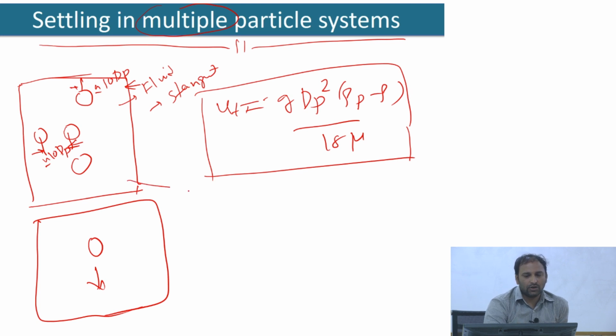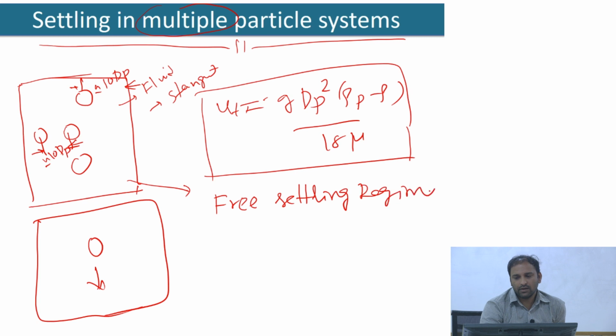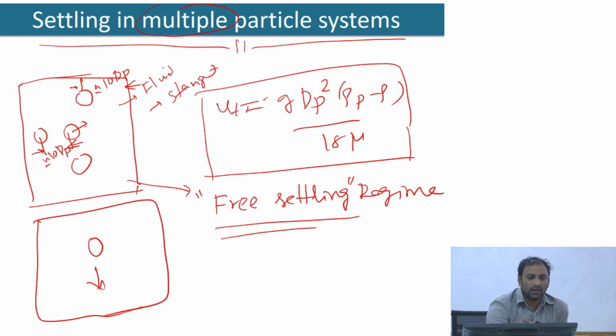And this is something called the free settling regime. Even though there are multiple particles in the system, one particle doesn't have any influence on how the other particles would settle, and the presence of the boundaries of the container does not influence in any way how each of the particles would behave in the presence of an external field.